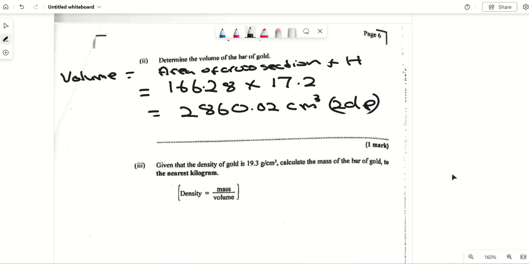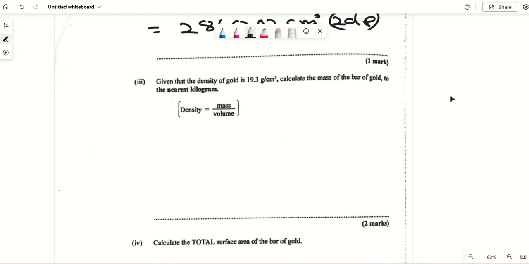Okay, so now we're going to do part 3. They said, given the density of the gold, so they told you the density, calculate the mass of the gold to the nearest kilogram. So now we're talking about grams. At some point, we will have to convert grams to kilograms. We know 1,000 grams is equal to 1 kilogram, because the density is in grams and they're telling you to give your answer in kilograms.